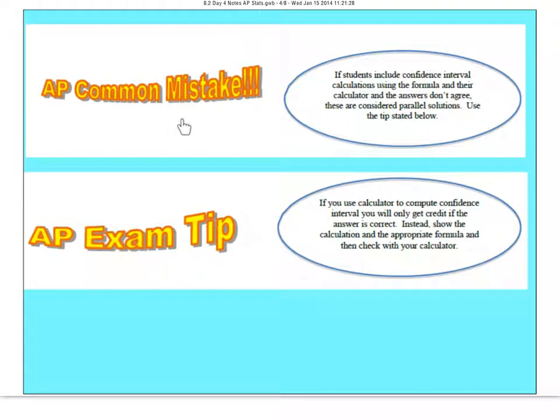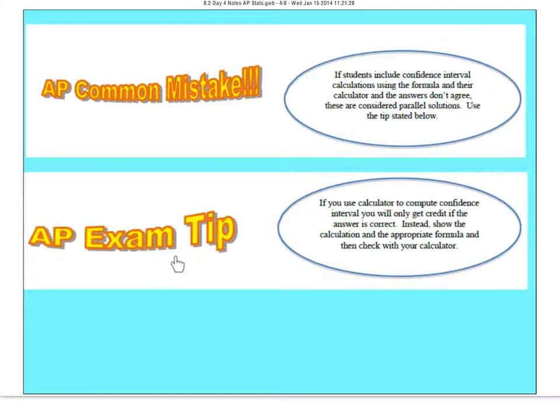Okay, I have to caution you on some things. I think this is great advice from the AP board. It says here, if students include the confidence interval calculations using the formula, so they do it by hand, and they use their calculator, and if the answers do not agree, this is considered to be a parallel solution. One of these is probably the correct answer. If you do that, you will get absolutely no credit for either of the answers. So go with one or the other. Do not show both if they're different answers.